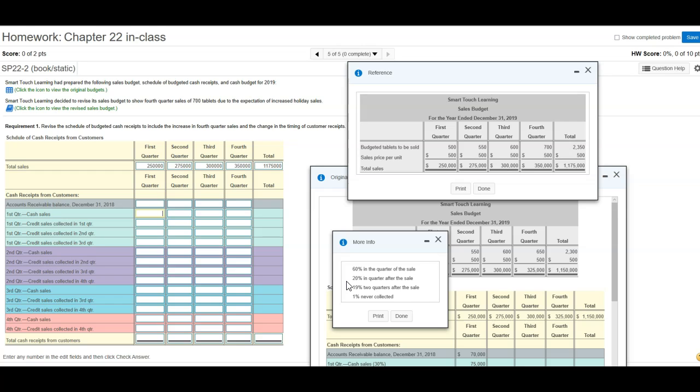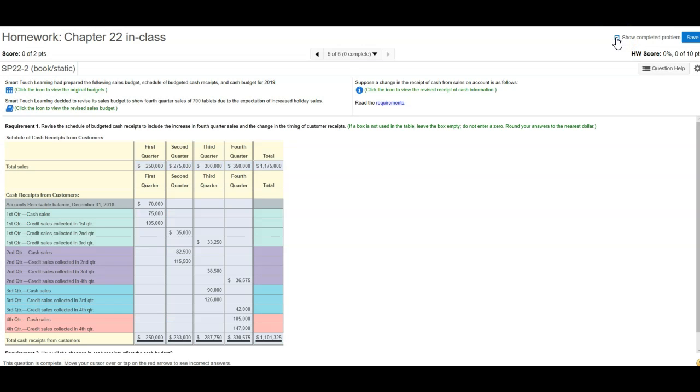So what we're going to do is first type in the cash sales, and those were, if I remember correctly, 30% of the total first quarter sales. So we're going to take 30% times 250 to get our answer for that one. And I'm going to take a shortcut here and fill in all the answers. And so 30% times 250 will give us our 75. Next, 70% are credit sales.